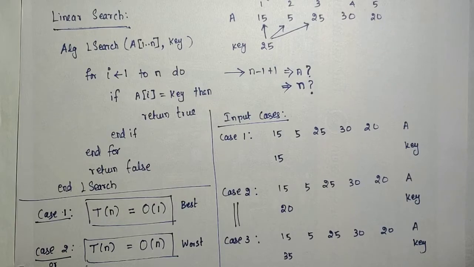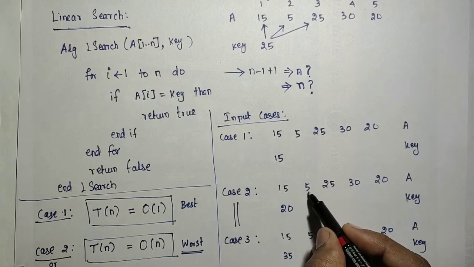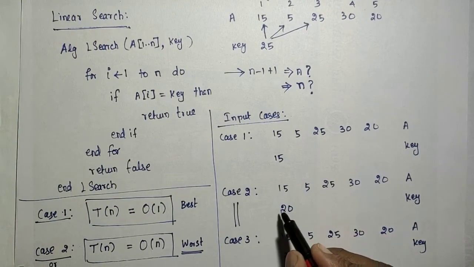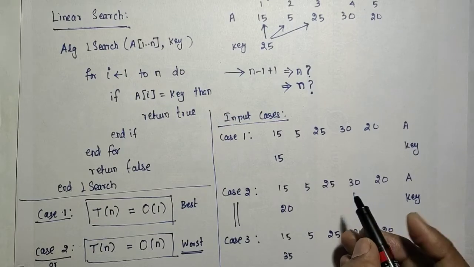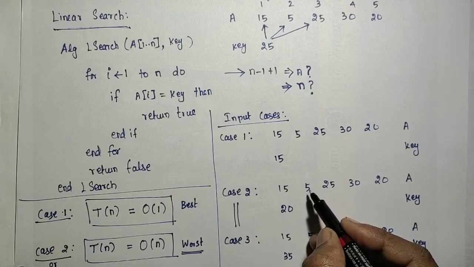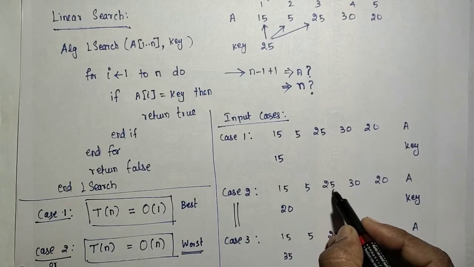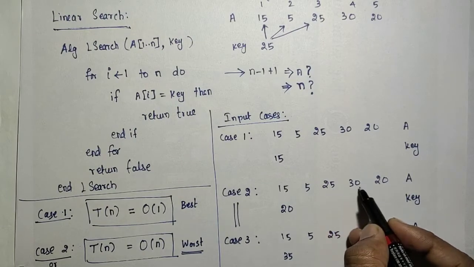So the worst case complexity for linear search is O of n. For any algorithm we need to consider the worst case complexity. In some algorithms they consider the average case complexity. What does average case complexity mean? Suppose the element is present in between, for example you are searching for 5, 25 or 30. If you search for 5, the number of comparisons is 2. If you search for 25, the comparisons are 3. For 30, it is 4, like that.